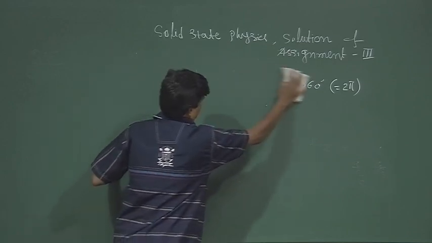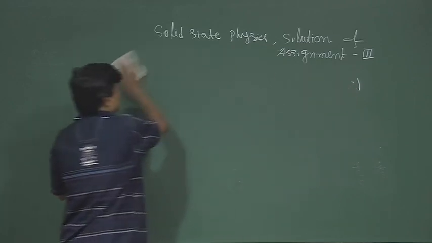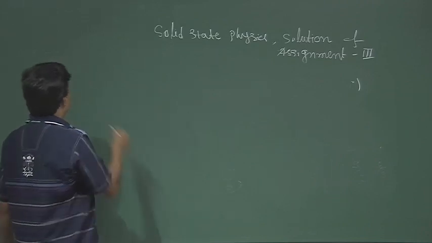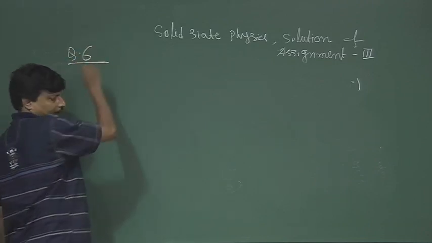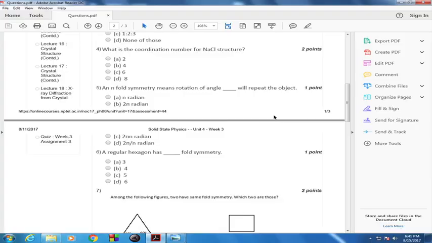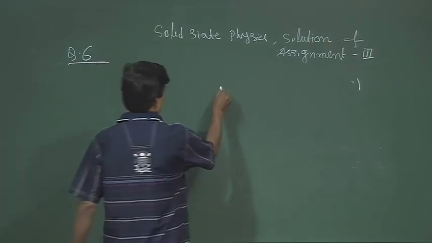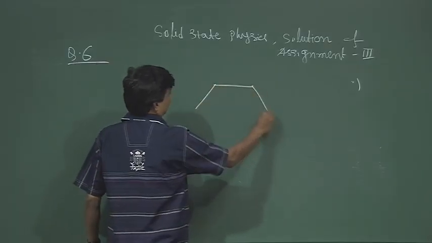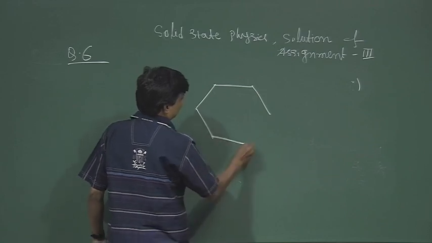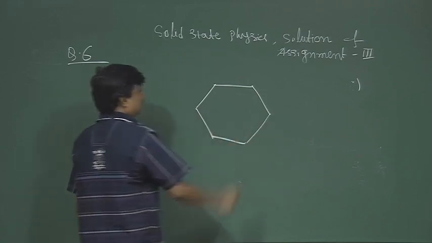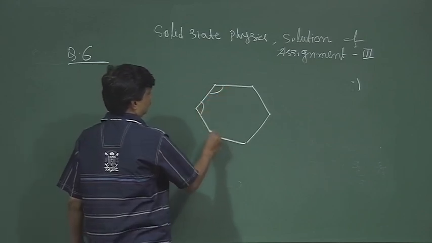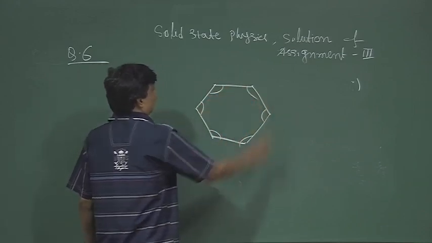Next question, it is also from symmetry operation. Question number 6. Yes. A regular hexagon has dash fold symmetry. A regular hexagon. So, let us draw one regular hexagon here, like this, all sides are equal and all angles are also equal.